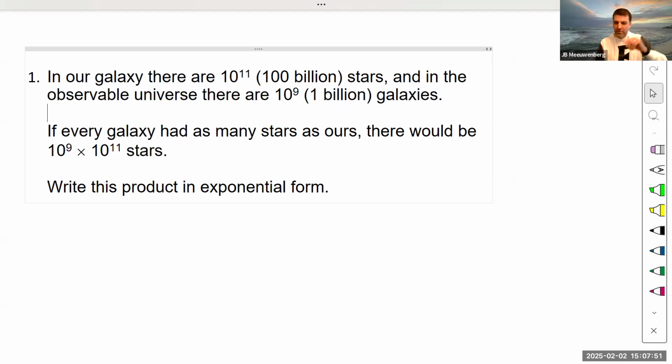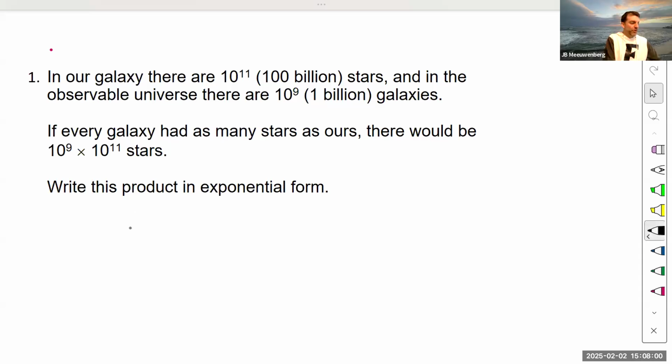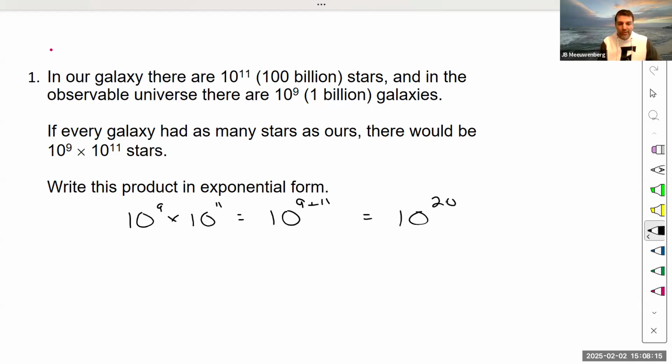Go ahead and pause, reread that if you need to. Then go ahead and do that. So what we're doing here is we're multiplying 10 to the 9th times 10 to the 11th, which gives us 10 to the, what are we going to do? Add those exponents. Again, the bases are the same. They're both 10. So we can add them to get 10 to the 20th power.